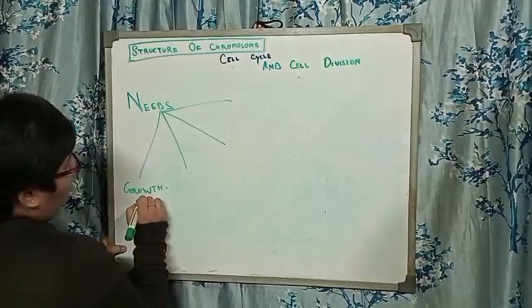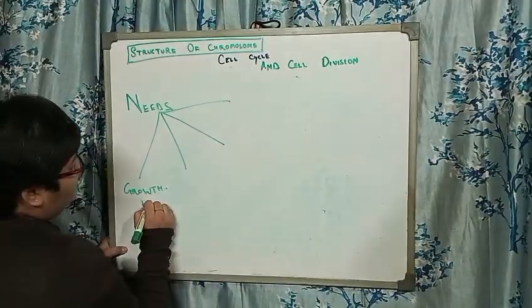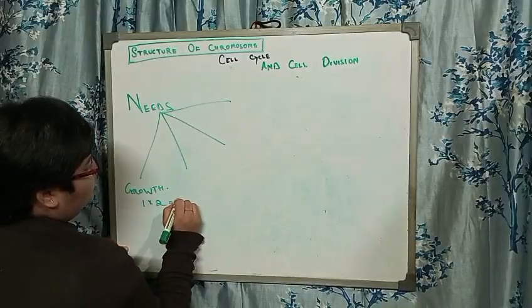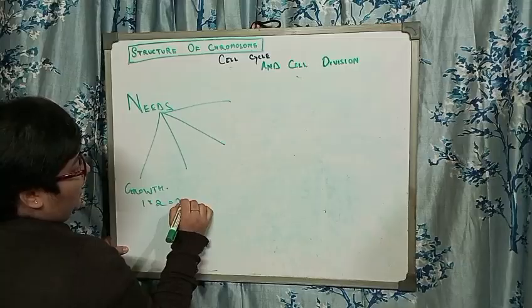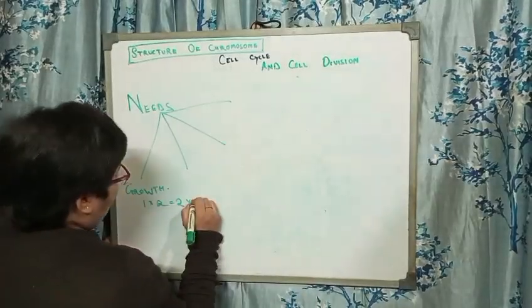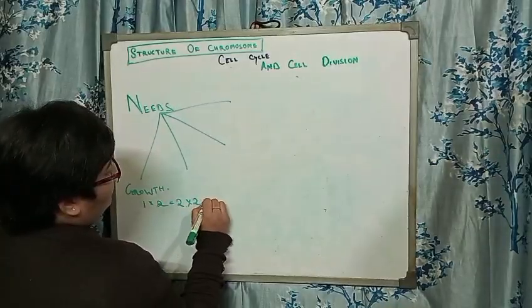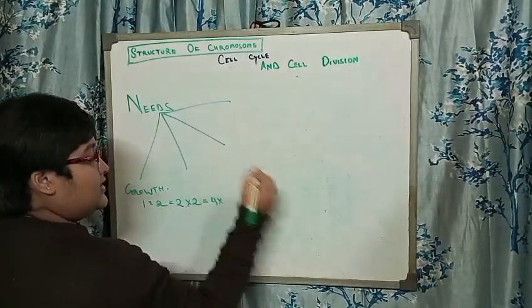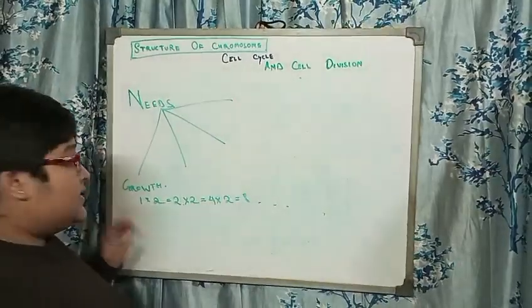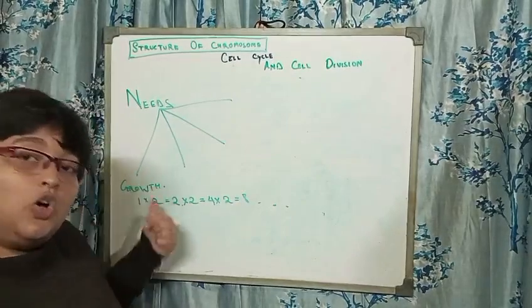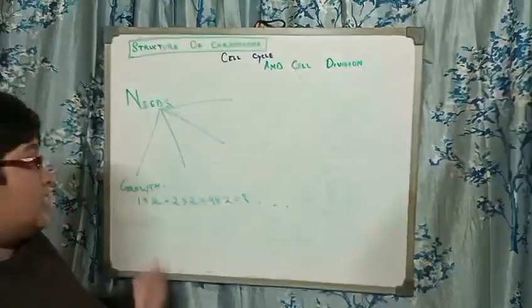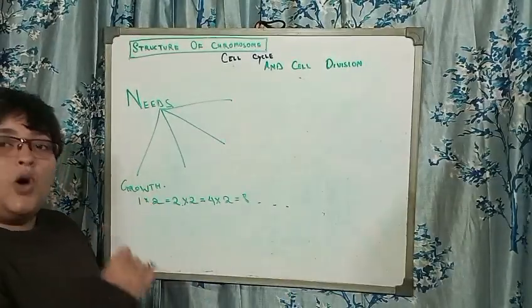First of all, there exists one cell. This one cell divides into two and forms two cells. These two cells again divide into two and form four cells. Four cells again divide to form eight cells. This continues. The type of cell division present in growth is mitosis, because it happens in our body cells.